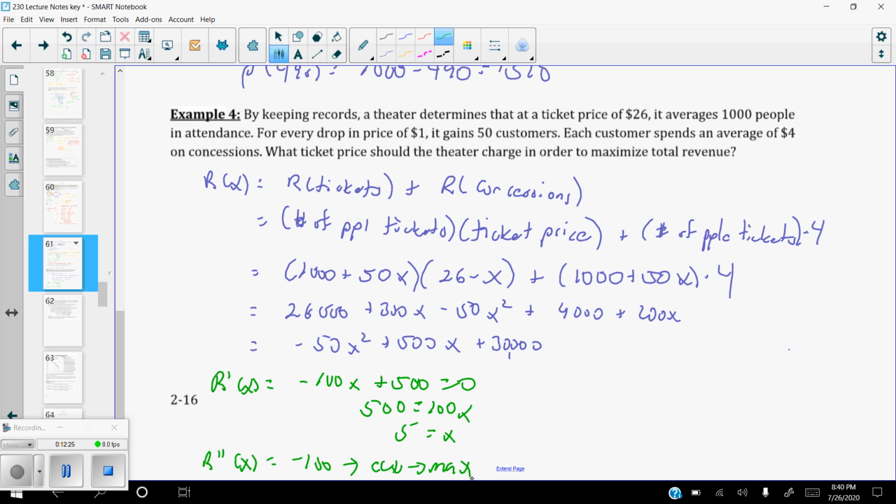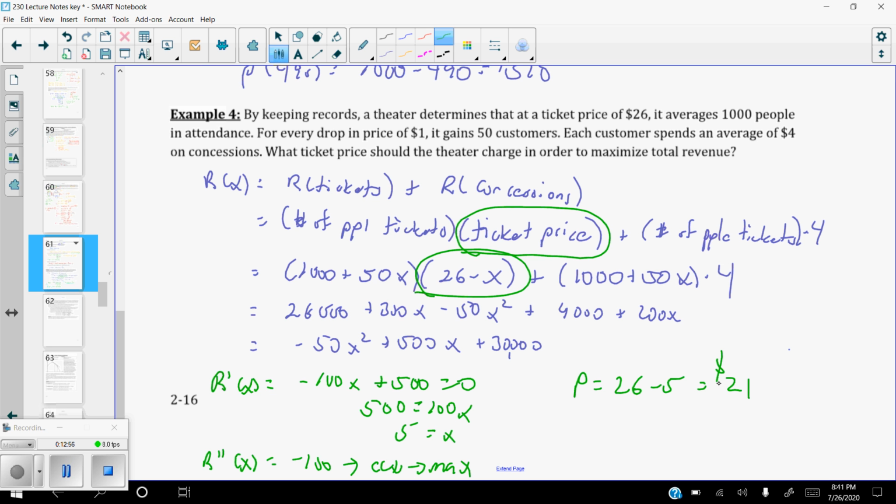Well, the ticket price comes from this piece right here, which is this one. So all I need to do is plug my x value back into that. So it looks like the ticket price that's going to maximize our revenue is going to be 26 minus 5, or $21. So if we charge $21, we're going to maximize our revenue.